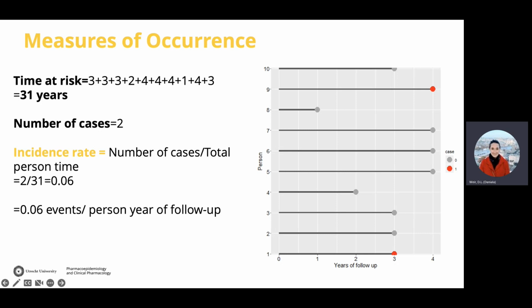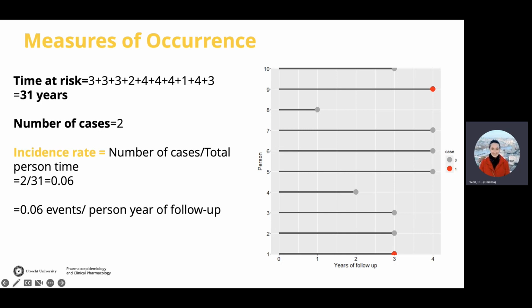So this is just how you would calculate the incidence rate in this particular example. So you add up all of the time at risk for each patient. So you'd add up 3 plus 3 plus 3, et cetera, for each patient in terms of the total person time. There's 2 cases of the disease, 1 case here and 1 case here.